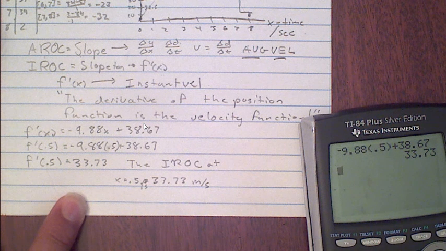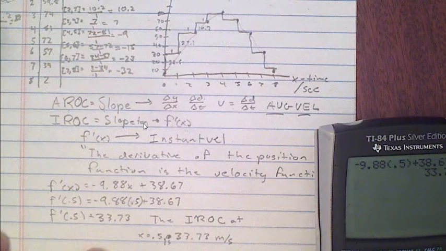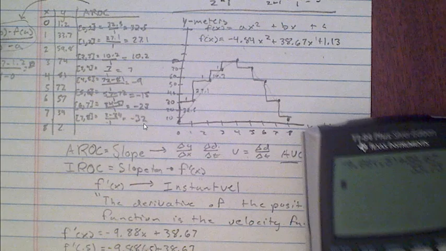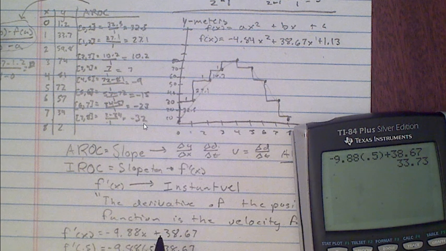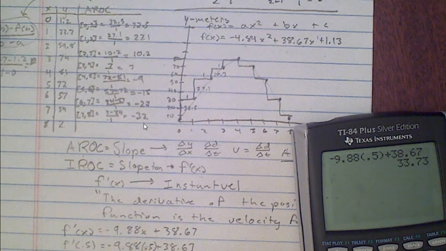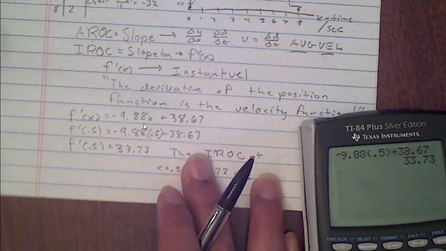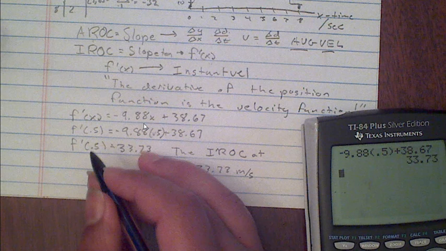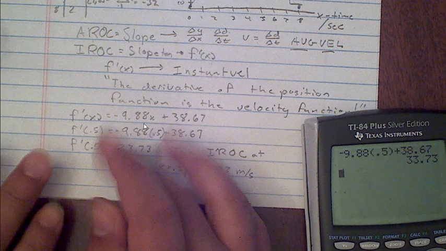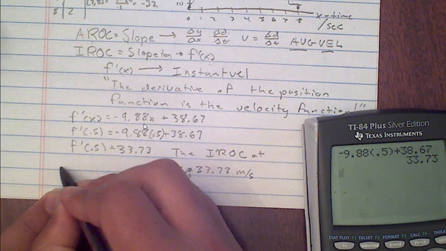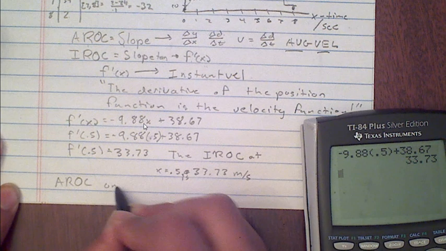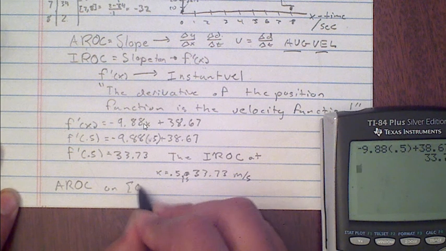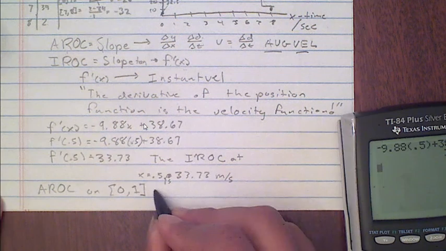How close were we on our average? Let's see. Our average rate of change right here was 32.5. Very cool. One thing else you have to remind yourself of: when you do an average rate of change, let's take our answer above. The average rate of change on 0, 1 is 32.5.